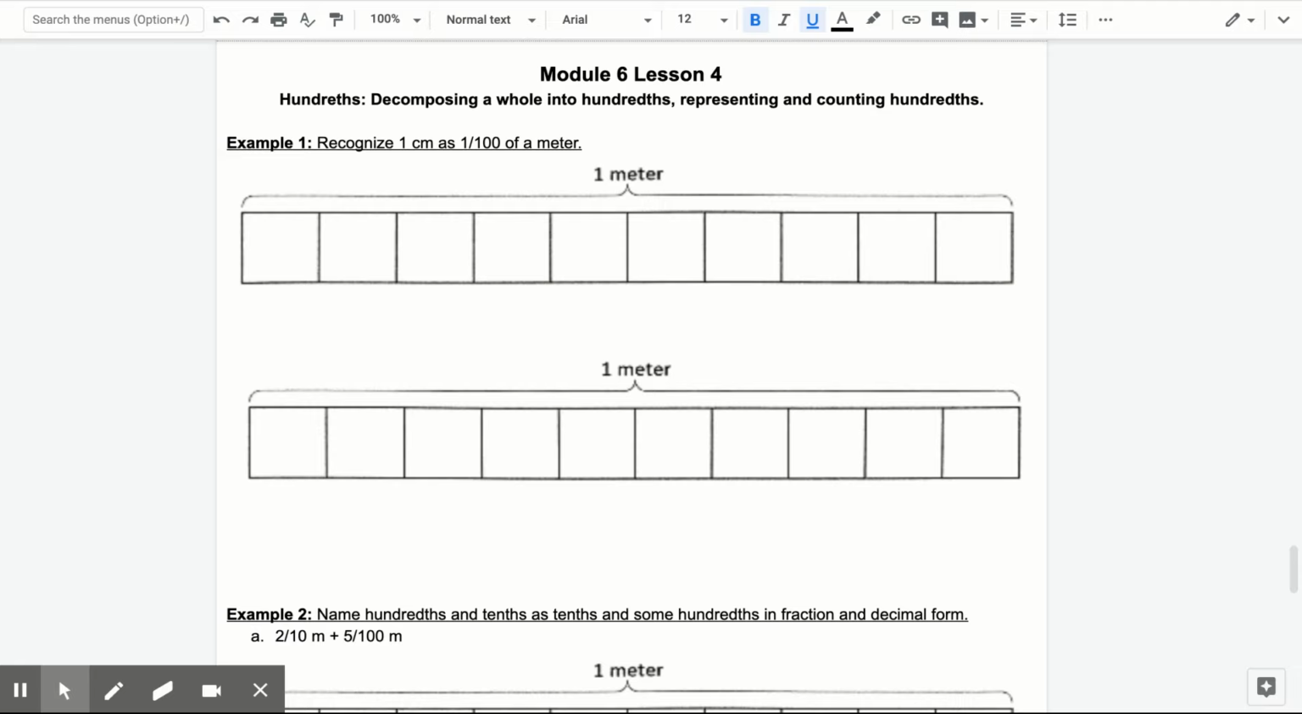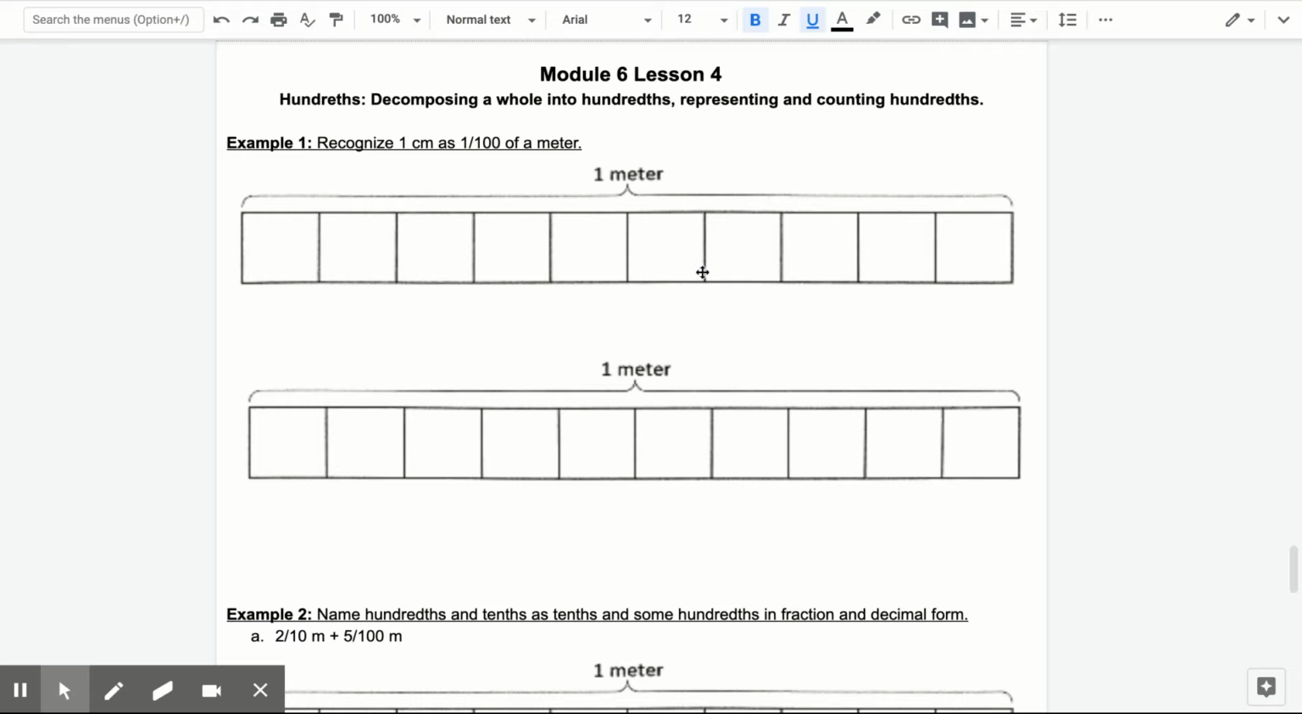On this lesson, we are going to be introduced to hundredths, which is even smaller than the tenths we've been working with. And you'll see that the fractions we're using today are going to be over 100, and you'll still see some over 10. So pay attention to whether we're working with tenths or hundredths.